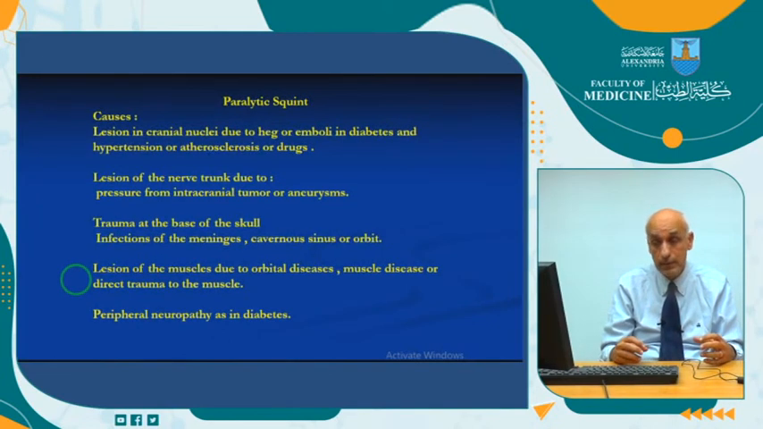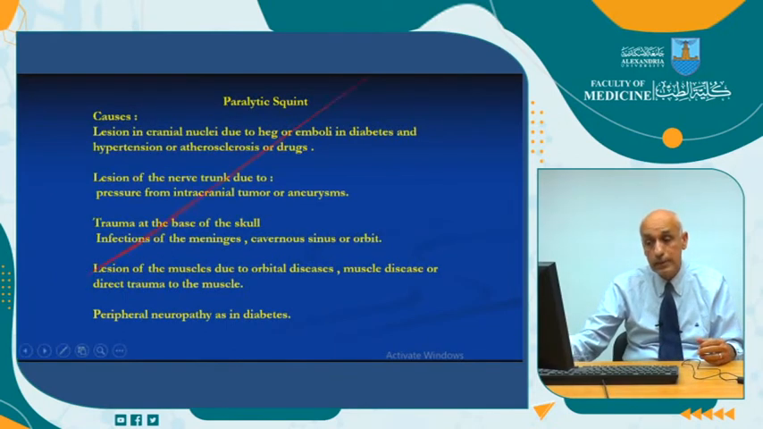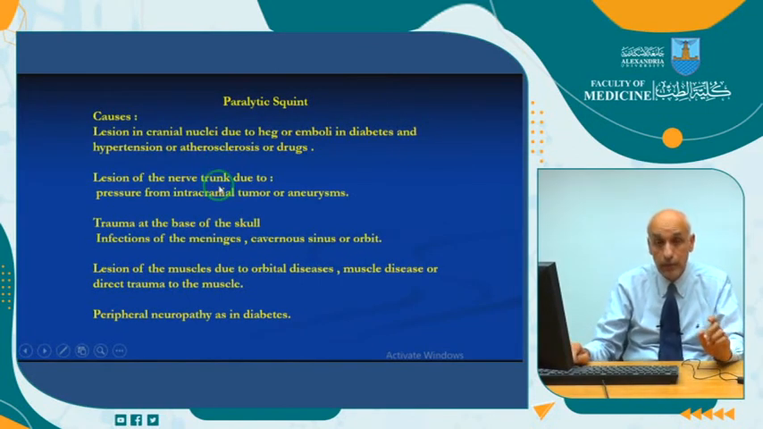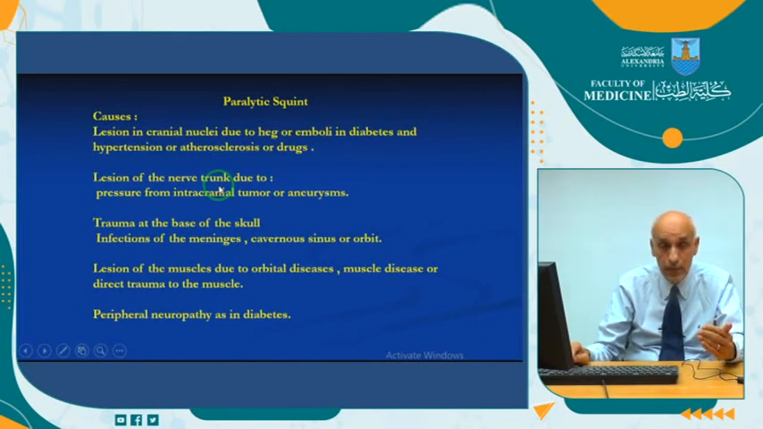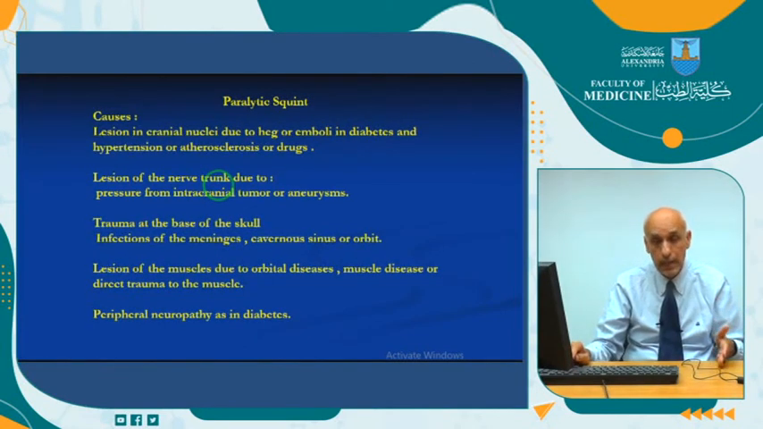Paralytic squint is a serious condition because it is related to the nervous system itself. It is related to the brain. It is related to the cranial nerves. So you have to take it very seriously, and you have to do investigation. Even if you are sure that this is a peripheral neuropathy, don't take it for granted. Routine CT scan or MRI of the brain should be done in any case of paralytic squint.